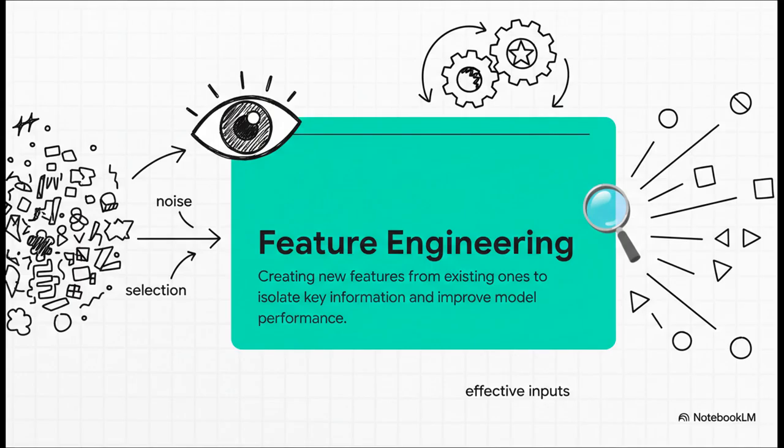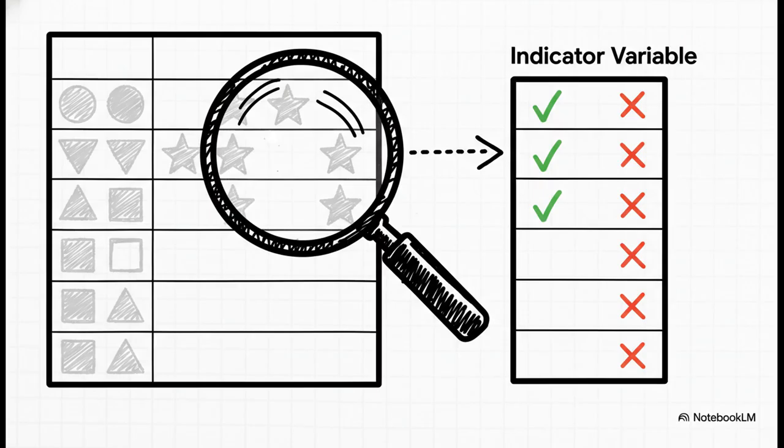It's all about helping the machine focus on what's actually important, cutting through all the noise to find the real signal. It's all about giving the machine little hints. And one of the simplest but most powerful ways to do that is with something called an indicator variable. It's basically a simple yes or no flag that you add to the data.